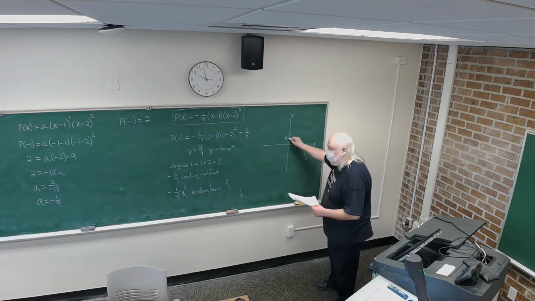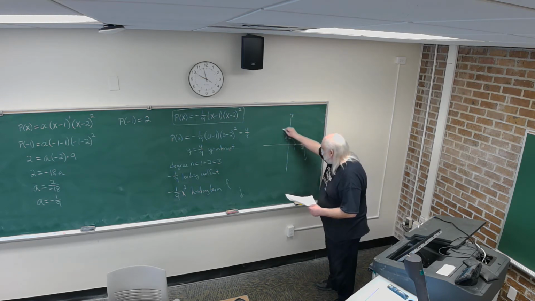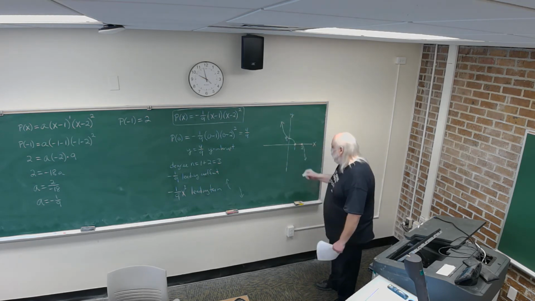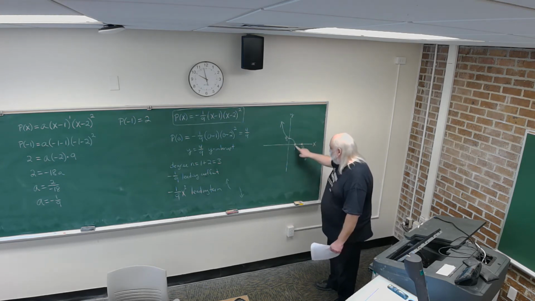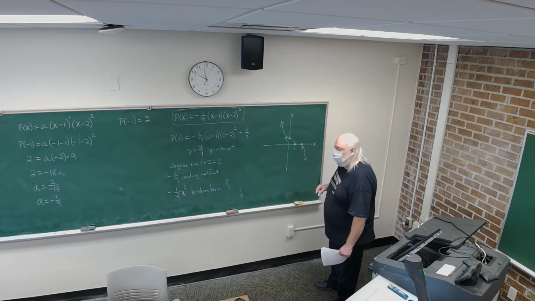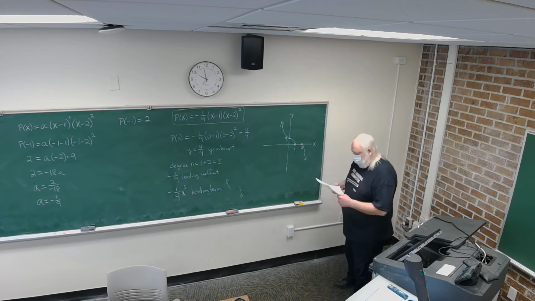Now, the thing is, it's got to cross the y-axis here, so it's going to do something like this. From the x-intercept at x equals 1, it's going to cross the y-axis here, right? So it's going to go from here at x equals 1 and go up and to the left, but it's got to cross the y-axis at 4/9. Okay.